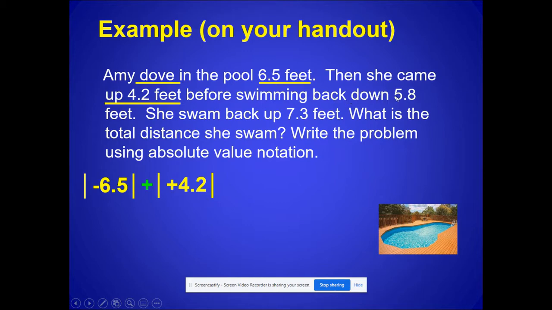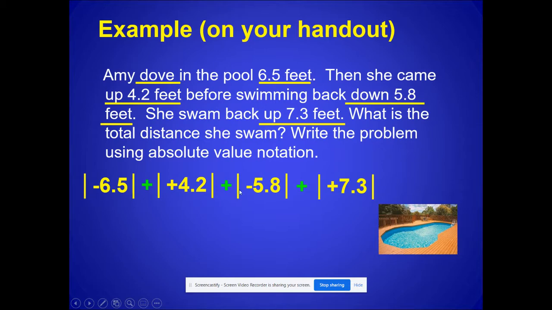Then she swam back down 5.8 feet. So that would be a negative 5.8. So I'm going to add the absolute value of negative 5.8. And then she swam back up 7.3 feet. So I'm going to add 7.3, the absolute value of 7.3, because she swam up, and that would be a positive integer.